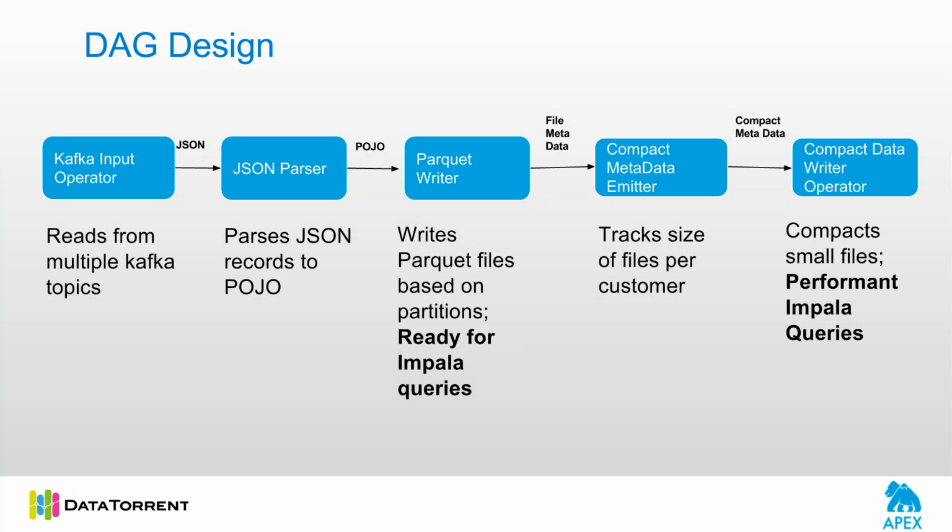which is the compact data writer operator. This operator actually does the compaction. The compact metadata object has all the information about the list of small files and their sizes, and the compact data writer operator just has to read all those files one at a time, compress them, and then write them again onto HDFS. So compaction is really important to improve the performance of Impala queries.